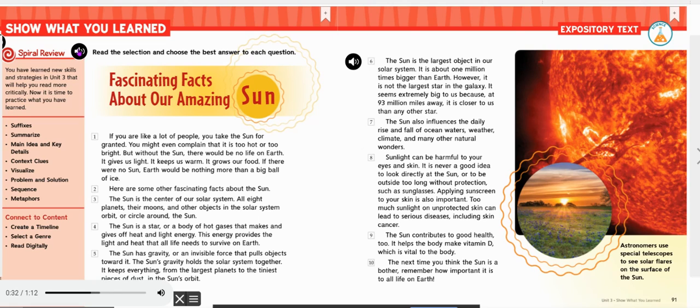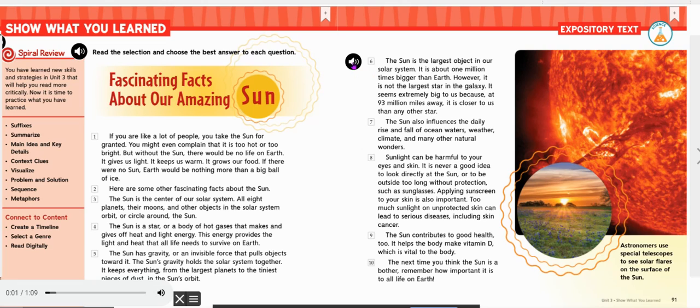Here are some other fascinating facts about the sun. The sun is the center of our solar system. All 8 planets, their moons, and other objects in the solar system orbit or circle around the sun. The sun is a star, or a body of hot gases that makes and gives off heat and light energy. This energy provides the light and heat that all life needs to survive on Earth. The sun has gravity, or an invisible force that pulls objects toward it. The sun's gravity holds the solar system together. It keeps everything, from the largest planets to the tiniest pieces of dust, in the sun's orbit.